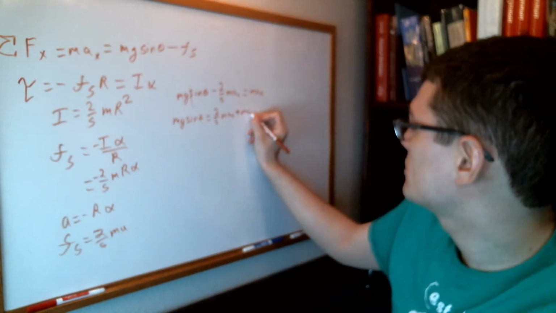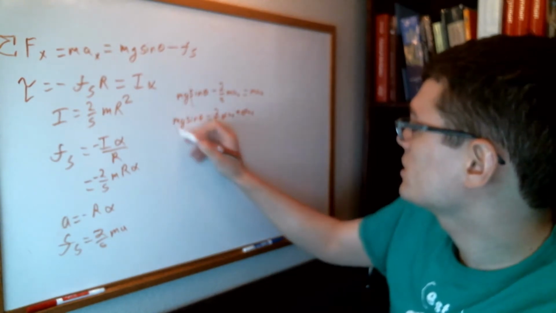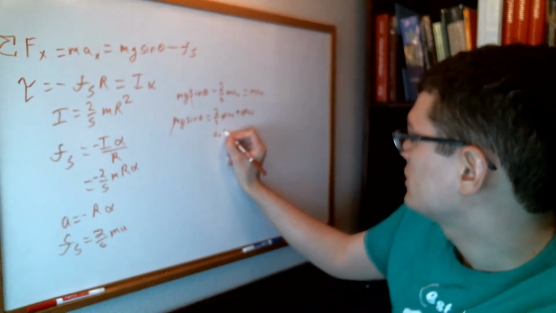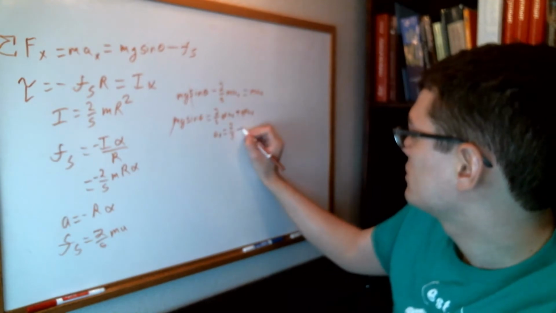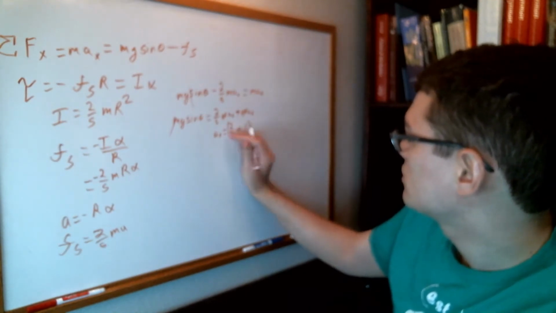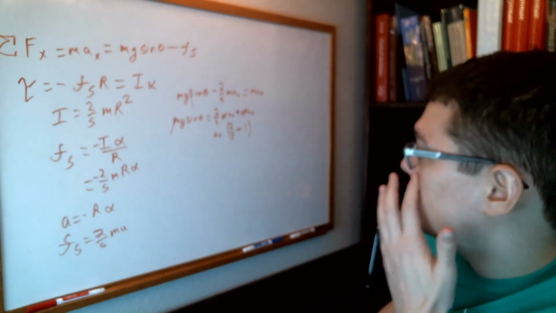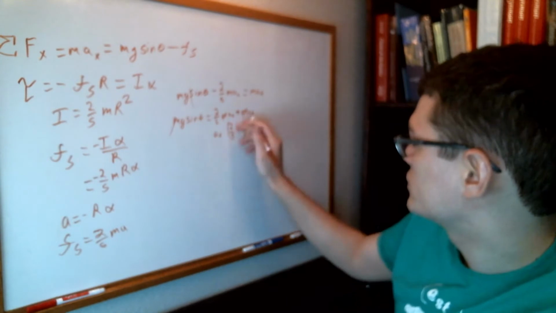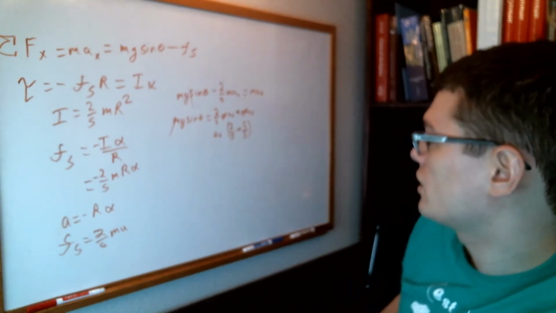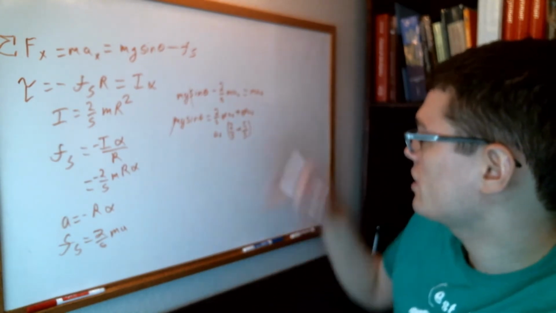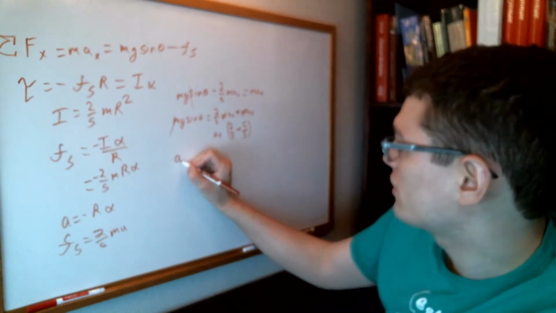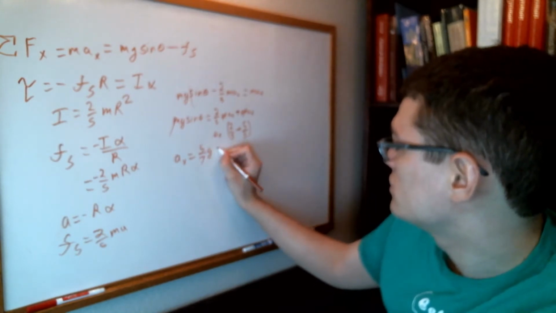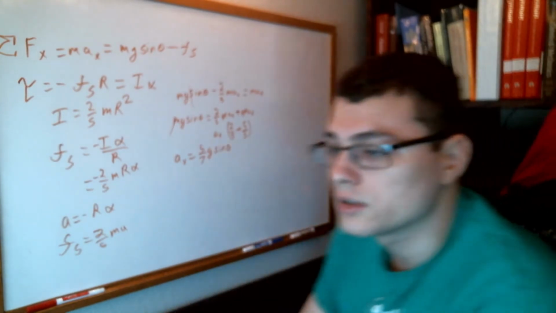plus m a_x. The m's cancel here, they're gone, and factor out an a_x here. So you get 2/5 plus 1. And so then this is going to be 5 over 5, which is going to give us 7 over 5. And so then we multiply both sides by 5, divide by 7, and we get that a_x is going to be equal to 5/7 g sine theta. Easy peasy.